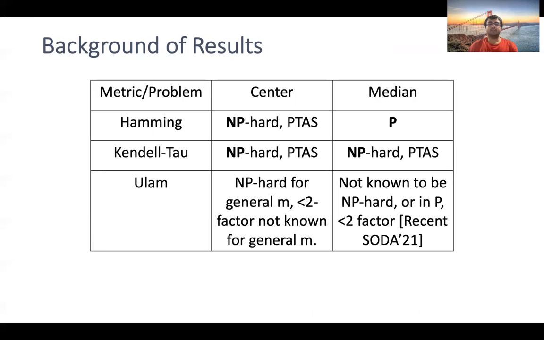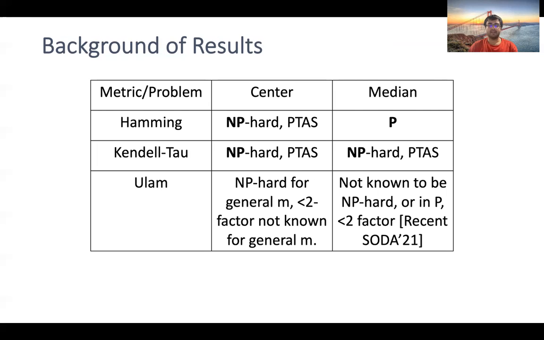For the Ulam metric, for the median problem, it's not known to be in P, or it's not known to be NP hard. And a less than 2-factor approximation algorithm was only broken in 2021. This is very recent. For the center problem, the problem is in fact established to be NP hard, but a less than 2-factor is not known.